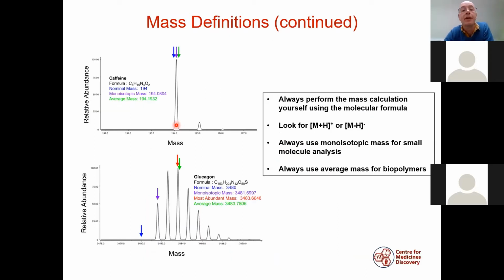So just to illustrate this a little further, I've shown you spectra here for two different compounds. Caffeine is a very small molecule, nominal mass of 194, and labeled on here is the nominal mass in blue, the monoisotopic mass, which corresponds to the peak, in purple, and the average mass in green. If you're going to use accurate mass to identify this compound, obviously you would want to get a match to the monoisotopic mass. But the differences between these is relatively small. But that's not the case as we go up the mass scale.